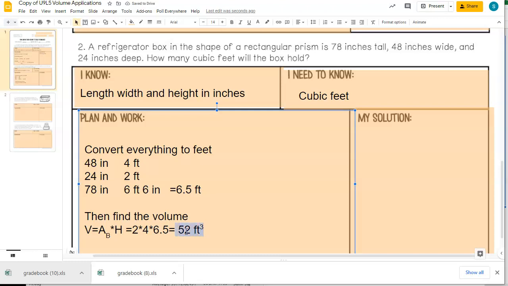52 cubic feet. Now, there is another way to do it, but we could have done it with inches. We could have done our very large number, and then we would have had to figure out how many cubic inches are in a cubic foot. Well, it's 12 by 12 by 12. So there are 1,728 cubic inches in every cubic foot. So going the other way, we would have had much bigger numbers to deal with.